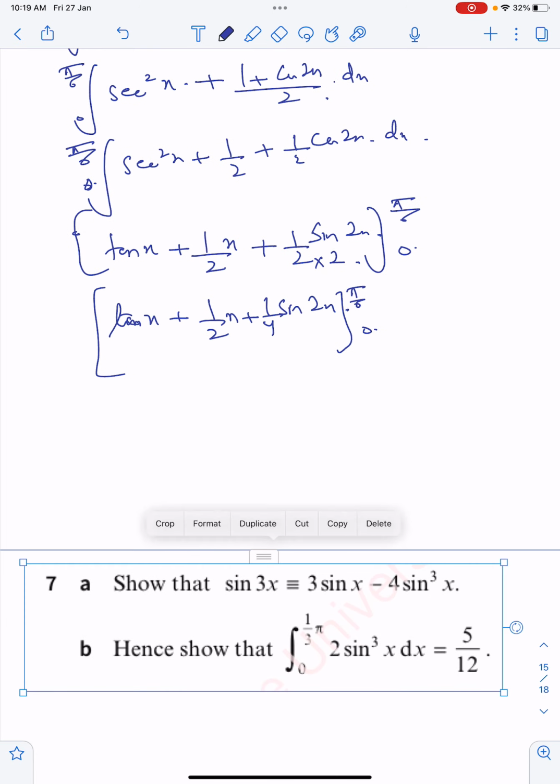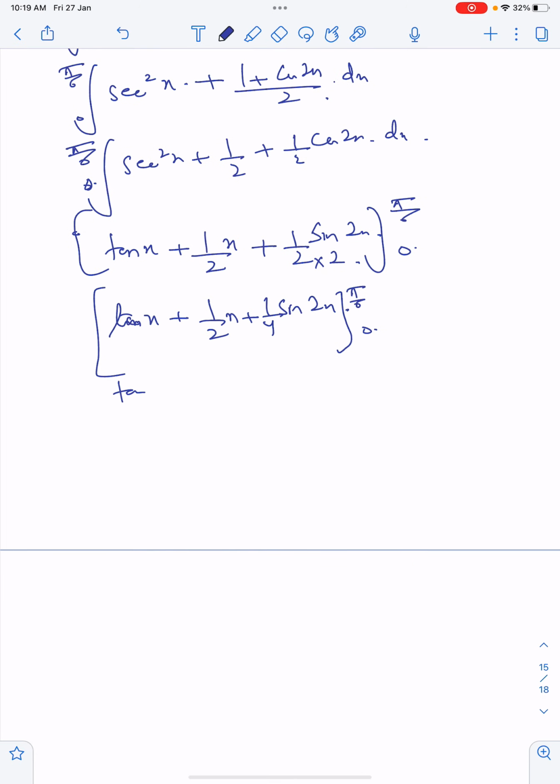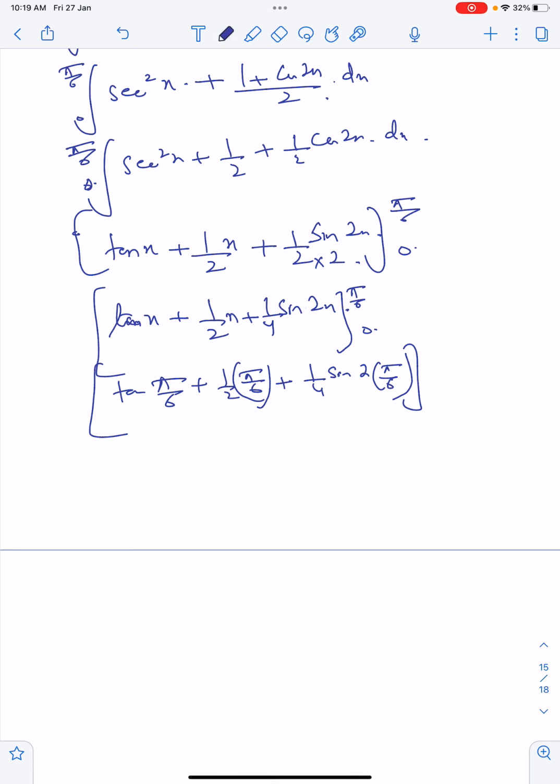So you can write tan of pi by 6 plus half into pi by 6 plus 1 upon 4 sine 2 pi by 6. This is the first bracket. Tan of 0 is 0, half into 0 will also give you 0, and this will also give you 0. So no use putting this. Let's simplify this. Tan of pi by 6, tan of 30, is 1 upon root 3, plus pi by 12, plus 1 upon 4 sine of pi by 3. Sine of pi by 3 is root 3 upon 2.